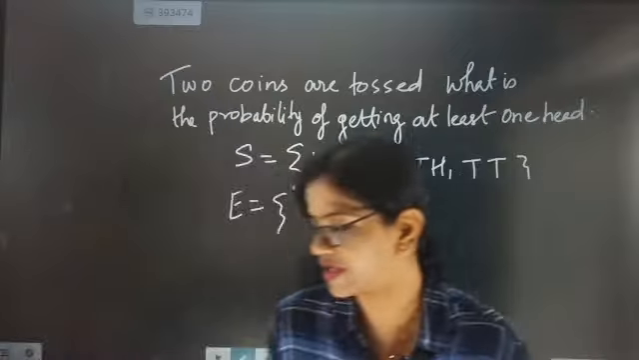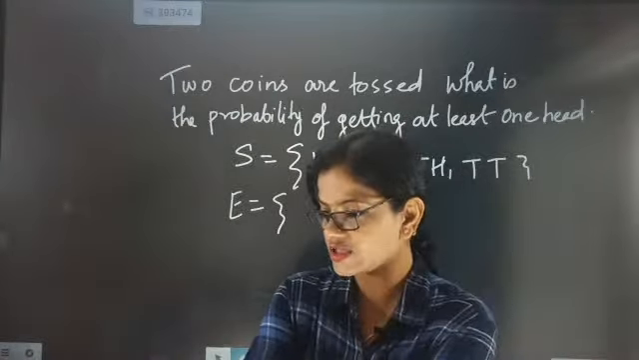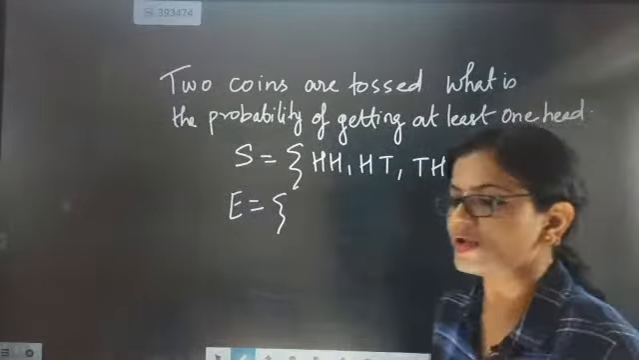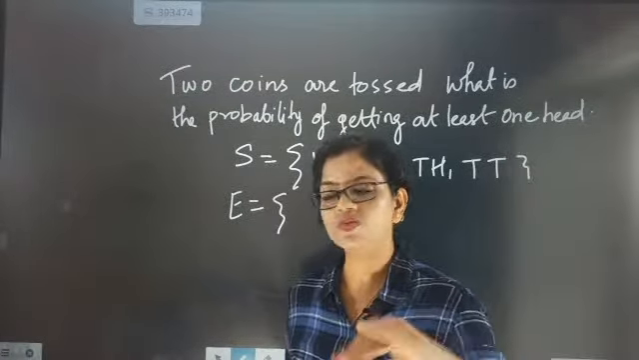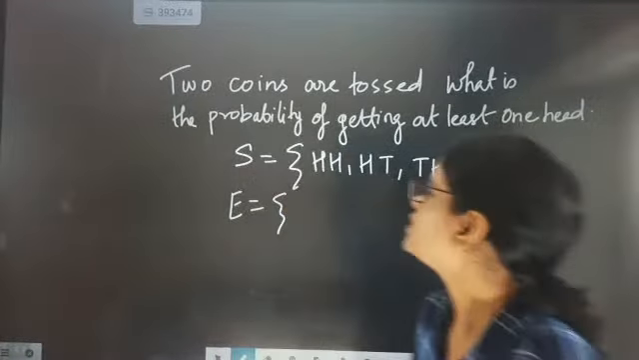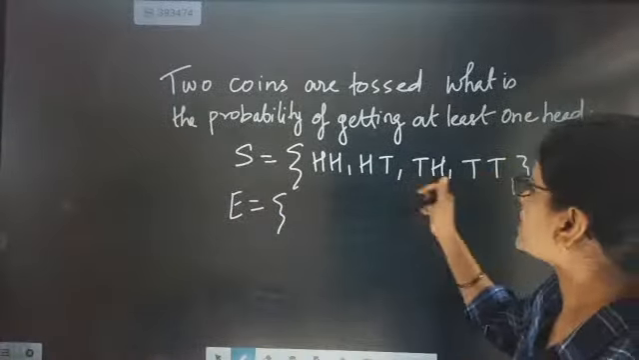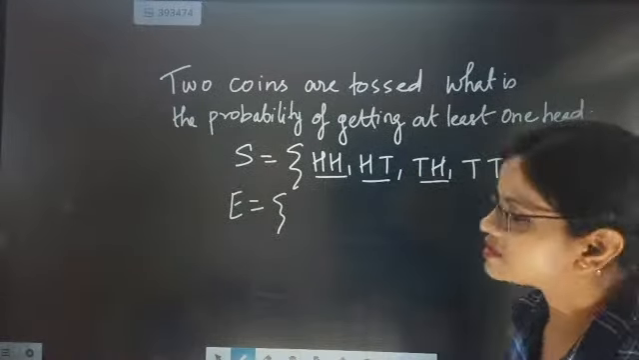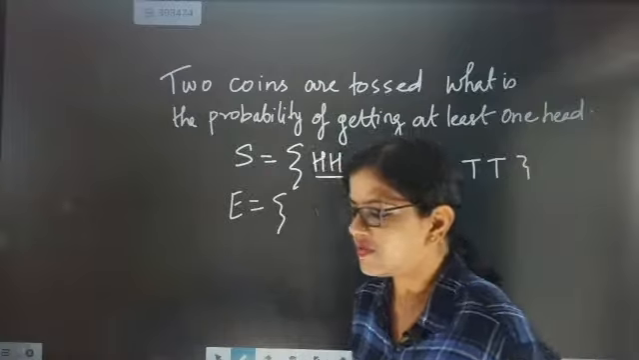What we have to do here is find the probability of getting at least one head. At least one means one and more than one. So at least one head is written. Here one head and two heads, all the three cases will be included.